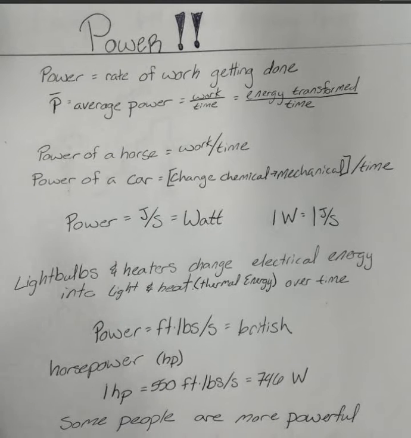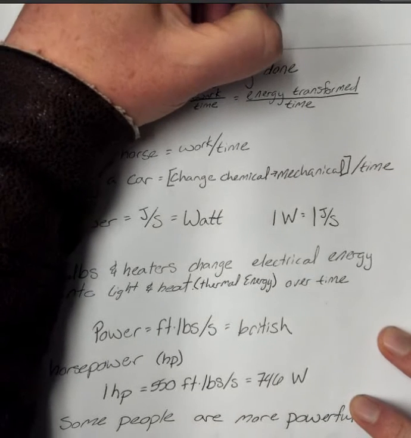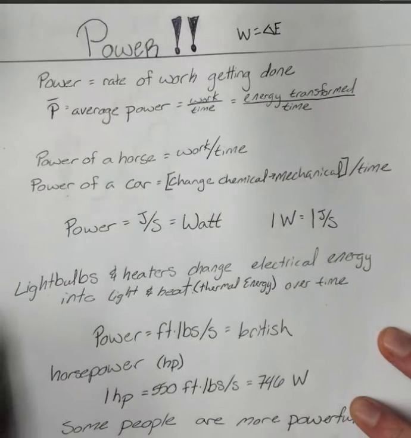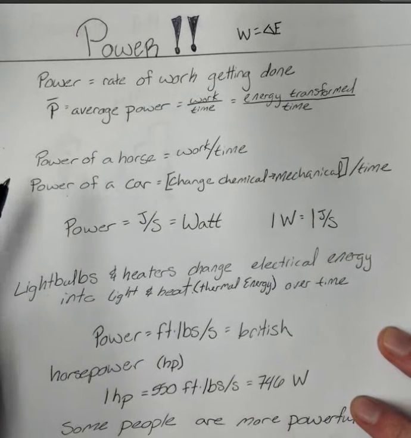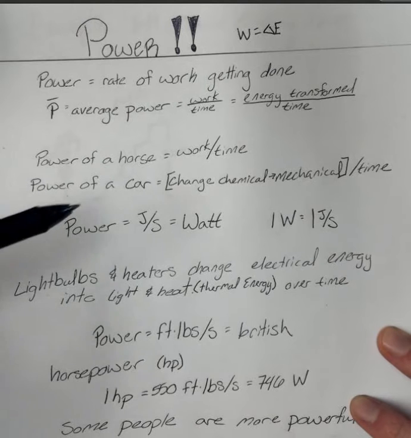And since we know the relationship between work and energy is that work is equal to the change in energy, then we can also say that the power could be measured by the energy transformed over time. And so this gives us two really easy ways to talk about and conceptualize and calculate power. So that means that if we were going to compare something to, say, the power of a horse, then it would be the amount of work that that horse could do over time. If we were going to talk about the power of a car, then we would talk about the car's ability to change chemical energy into mechanical energy over time.